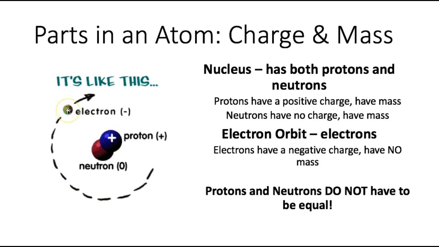The electrons orbit the nucleus, and they have a negative charge and no mass. So the way I remember this is electrons, if you were to be electrocuted, that would be a negative experience. So electrons have a negative charge. Please note that the number of protons and neutrons do not have to be equal in the atom. Okay, so we can have a different number of protons than neutrons, and that's perfectly okay.